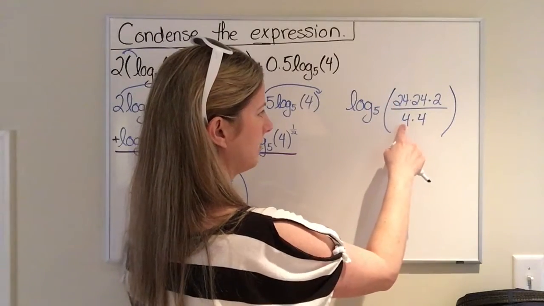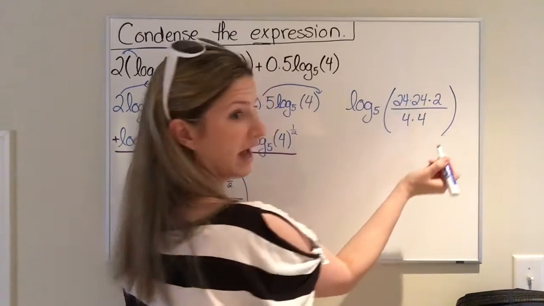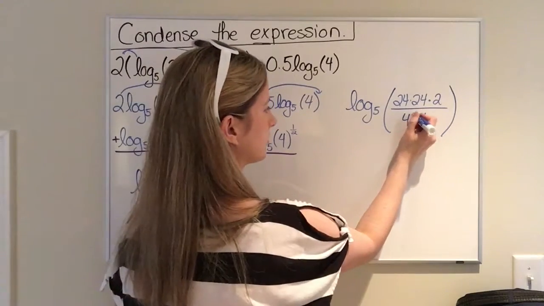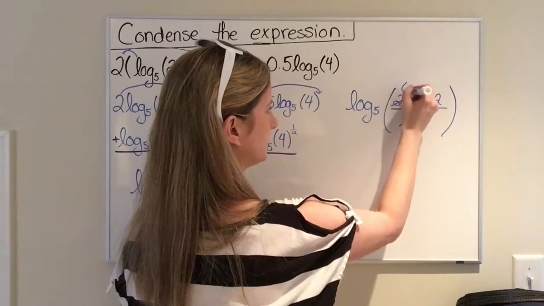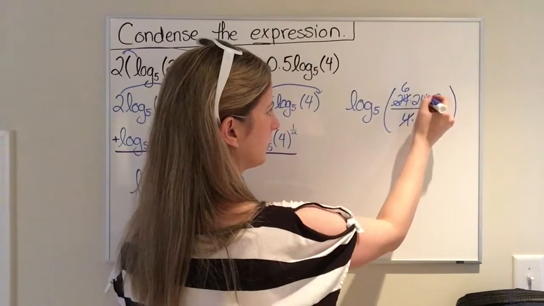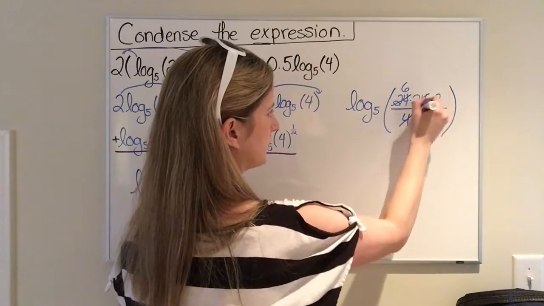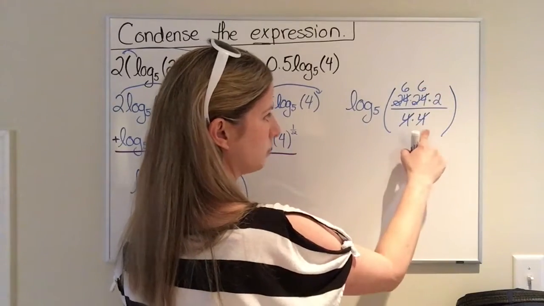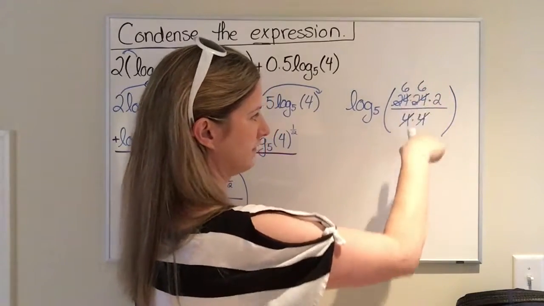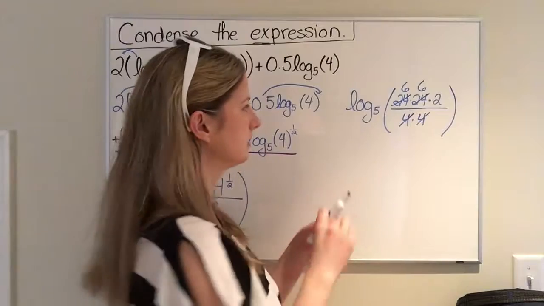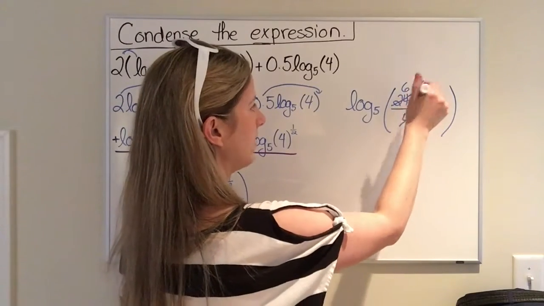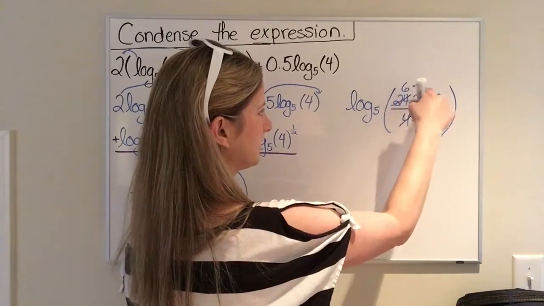24 divided by 4 is 6. So I can just divide out some things here. This becomes a 6. Same thing up here, this becomes a 6. Now the bottom is 1, because remember, we're dividing out. Some people use the word cancel, same thing. And now in the numerator, I've got 6 times 6 times 2.